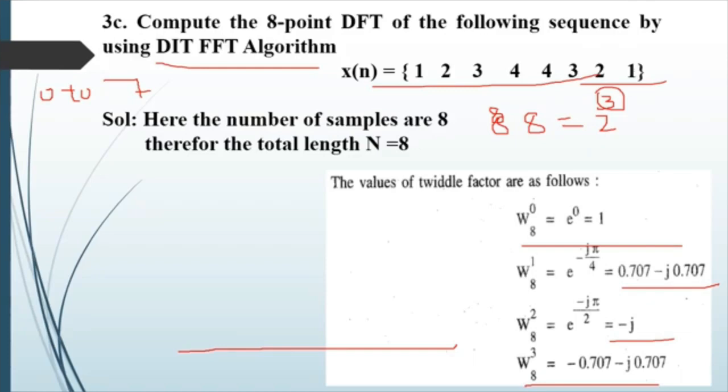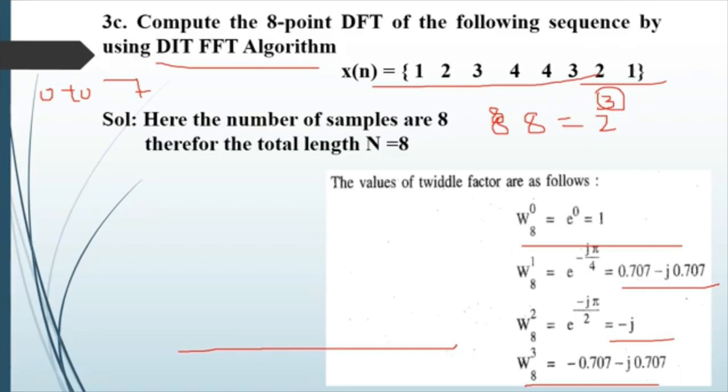So we can write n is equal to 8, and 8 is equal to 2 to the power of 3. So there are 3 stages present, and in all the 3 stages we are using a maximum of 4 Twiddle factors. We know that for n equal to 8, omega 8 power 0 is equal to 1. Omega 8 power 1 is equal to 0.707 minus j 0.707. Omega 8 power 2 is equal to minus j. Omega 8 power 3 is equal to minus 0.707 minus j 0.707. These are the 4 Twiddle factors we are using.